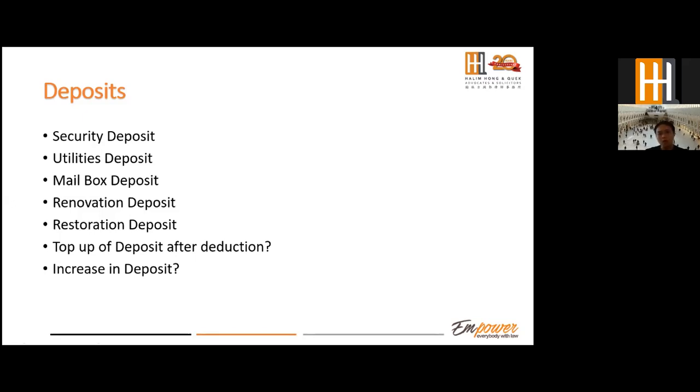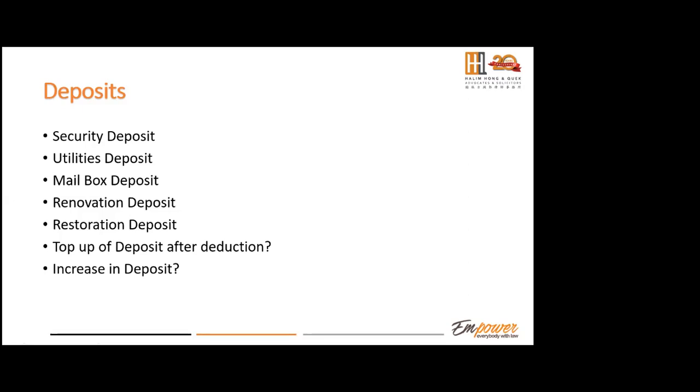But there are clauses where renovation deposit can convert into restoration deposits. That means the landlord won't return you the renovation deposit. They will keep the restoration deposits until the expiry of term. That means after the tenancy expired or you choose not to renew your tenancy, you need to reinstate the whole premises. Only after you reinstate the whole premises will the landlord refund you this restoration deposits. All right.